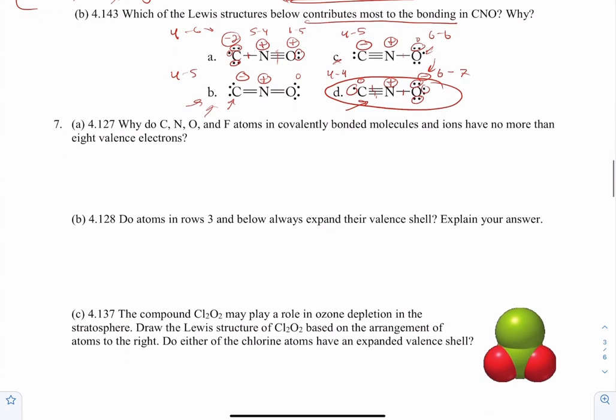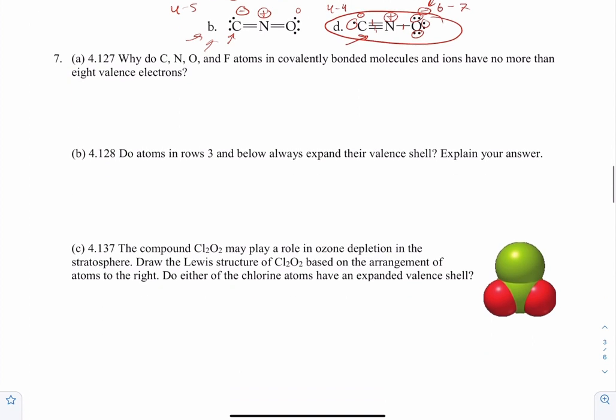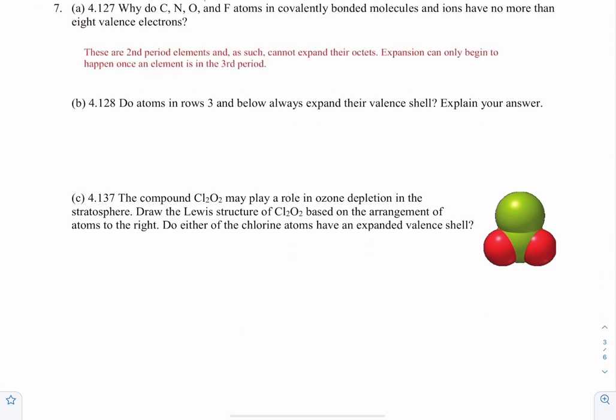All right, 7A says, why do C, N, O, and F atoms in covalently bonded molecules and ions have no more than 8 valence electrons? Okay, and this is simply because they're in the 2nd period, and they can't expand an octet. They don't have any more. They can't ever have bigger than 8 electrons in their valence shell.